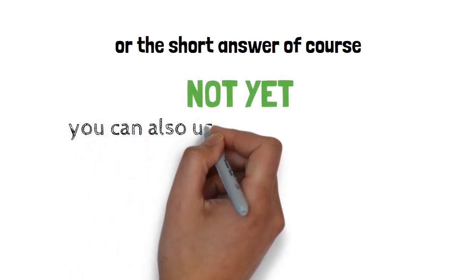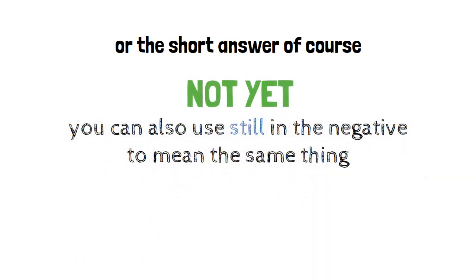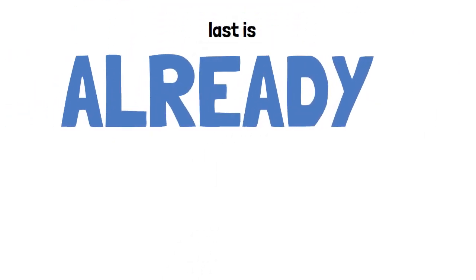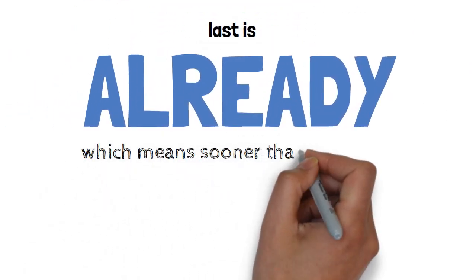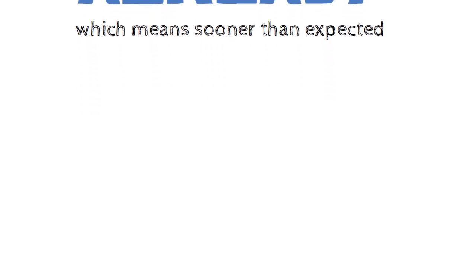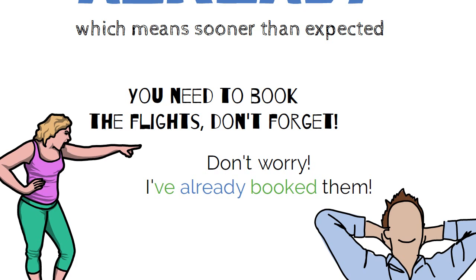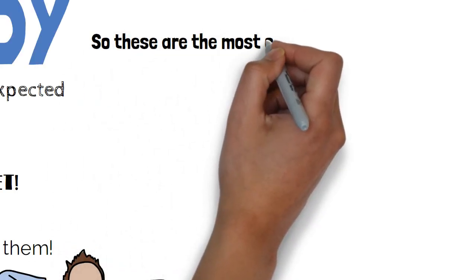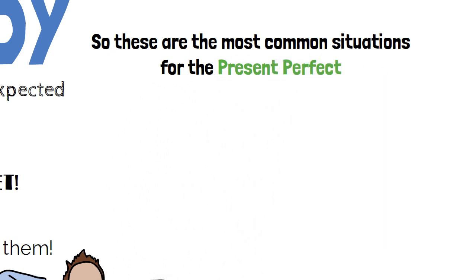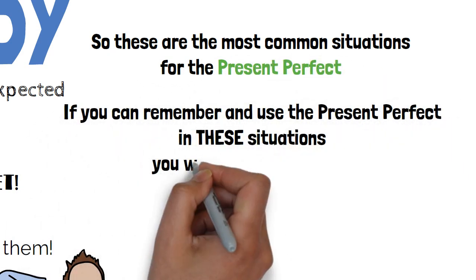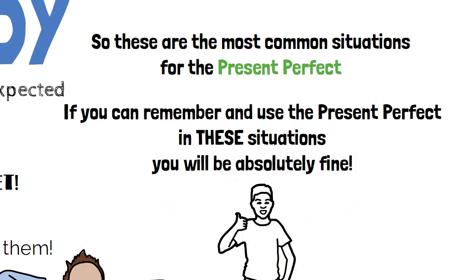You can also use still in the negative to mean the same thing. I still haven't cleaned my room. Last is already, which means sooner than expected. You need to book the flights. Don't forget. Don't worry. I've already booked them. So these are the most common situations for the present perfect. If you can remember and use the present perfect in these situations, you will be absolutely fine.